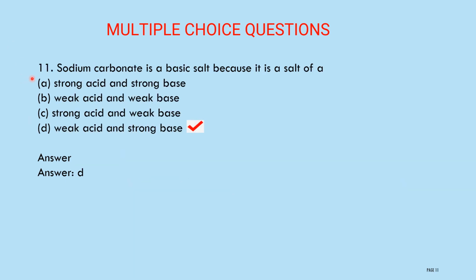Let us discuss the next question. Question number 11. Sodium carbonate is a basic salt because it is a salt of a, option A, strong acid and strong base. Option B, weak acid and weak base. Option C, strong acid and weak base. Option D, weak acid and strong base. The correct answer is option D. Sodium carbonate is a basic salt because it is the salt we get by the combination of a weak acid and a strong base.